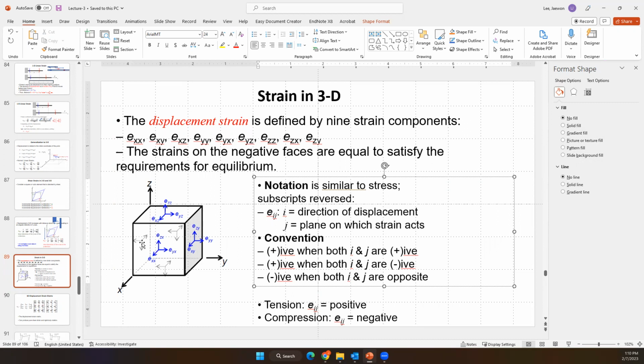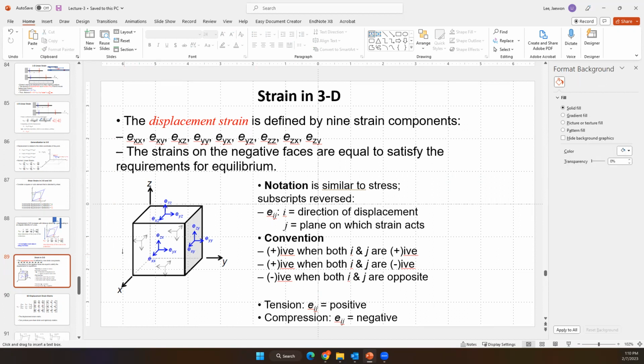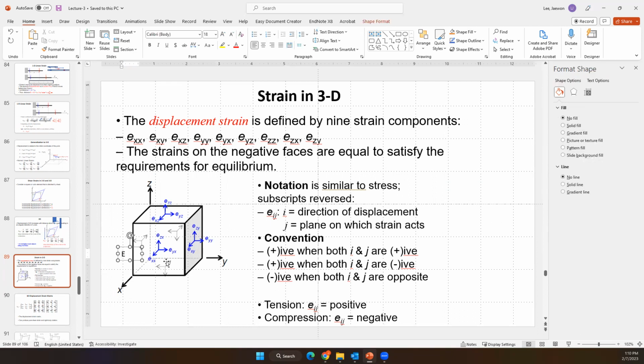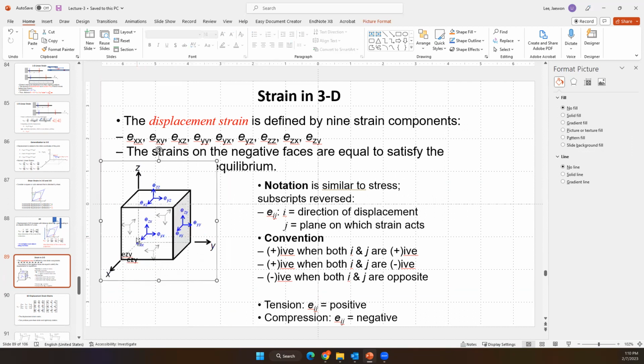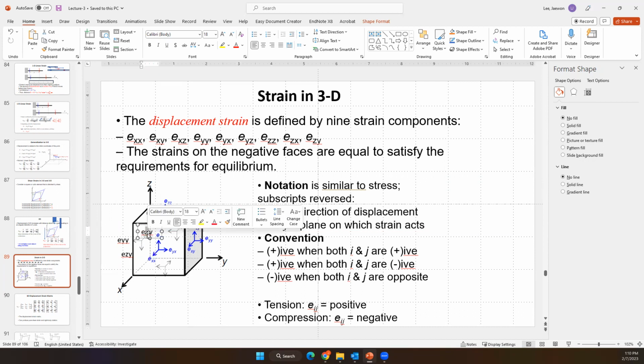if you look at the direction on the X, yeah, where your pointer is right now, that one, what would that plane be? This downside is EYY, and this side is EXY.